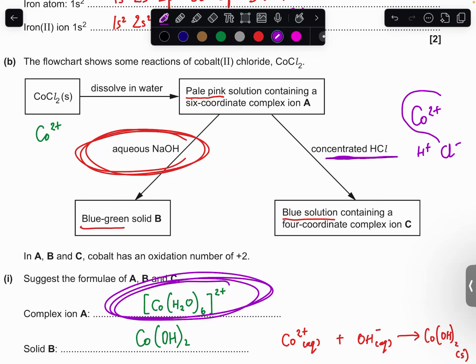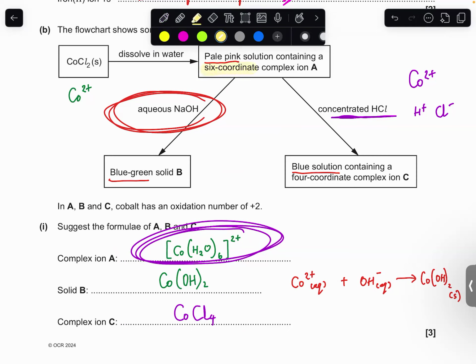They've used these words here as well: 6 coordinate, 4 coordinate. And so you've got cobalt, which has a 2 plus charge, and each chloride ion is -1. So overall, the charge will be 2 minus.